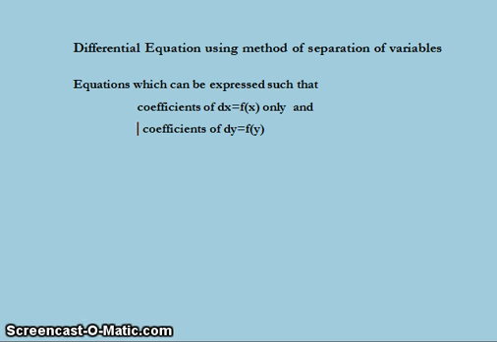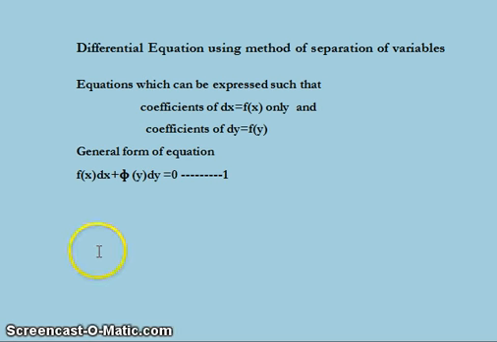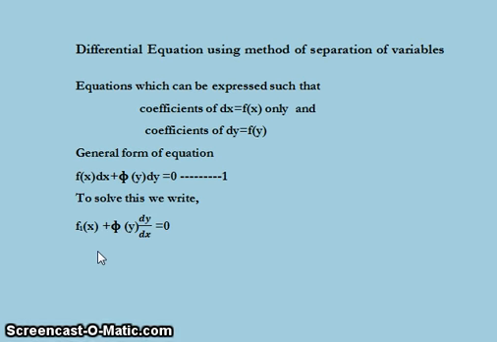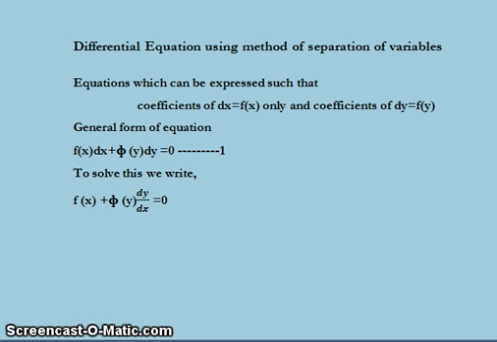Thus, the general form of such an equation is f(x) dx plus phi(y) dy equal to 0, where f(x) denotes a function of x and phi(y) denotes a function of y. Now in order to solve this, we may write the equation as f(x) plus phi(y) dy by dx equal to 0. Now we integrate this equation with respect to x, and we get the integral form: integral of f(x) dx plus integral of phi(y) dy by dx dx equal to c, where c is a constant of integration.